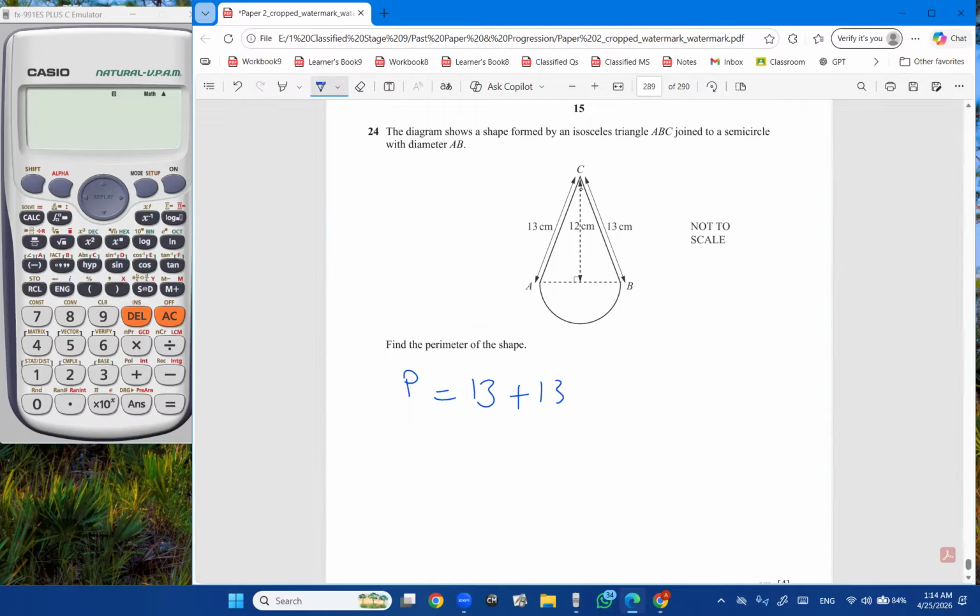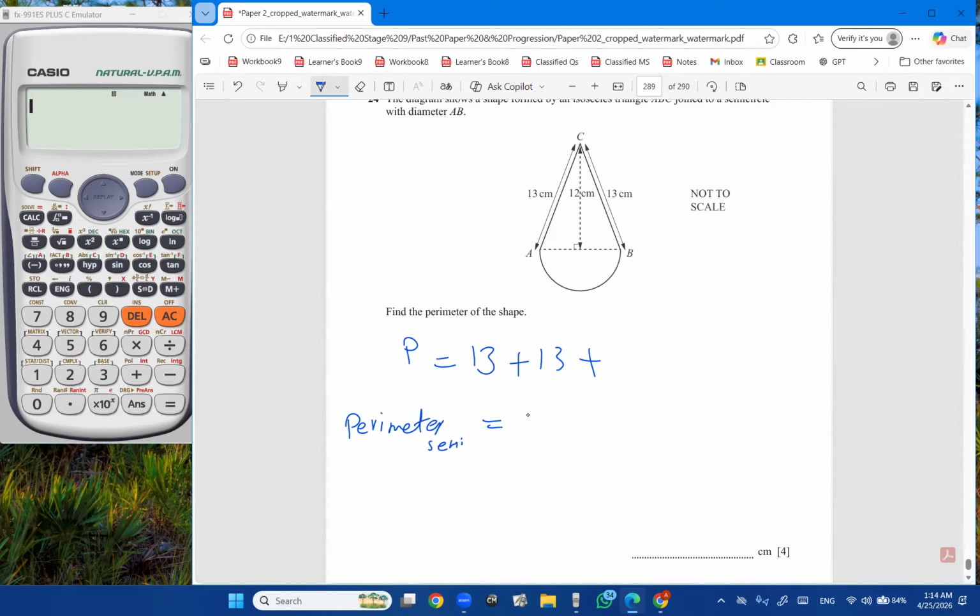So perimeter of semicircle equals pi d over 2. I don't need to add d to it because the diameter that is inside over here is not part of the perimeter of the whole shape. All right, what is d? Do you know it? No, we do not know what d is.